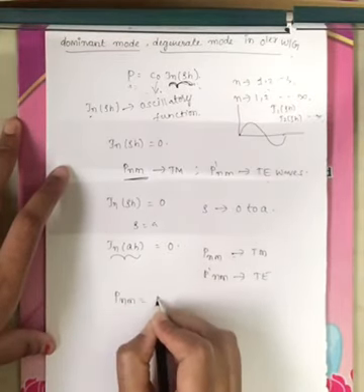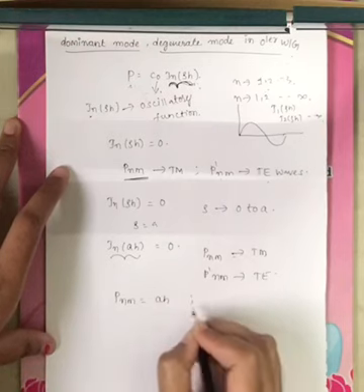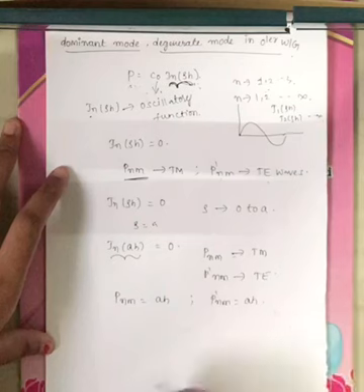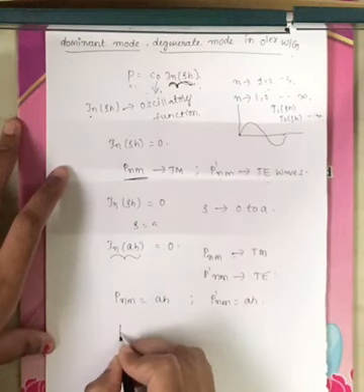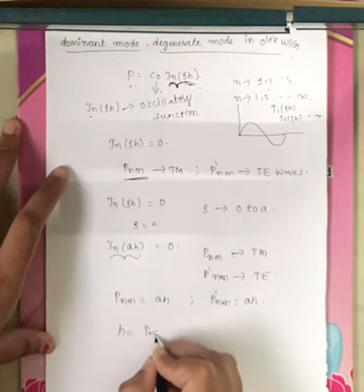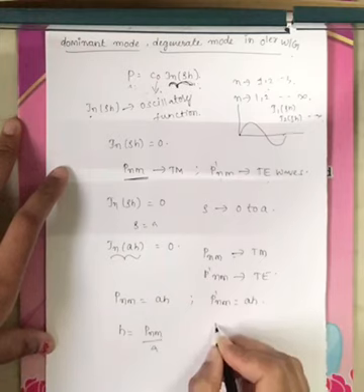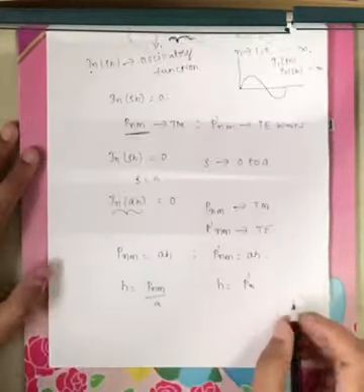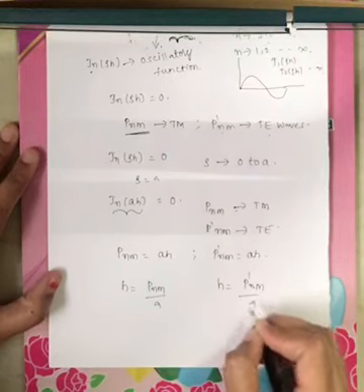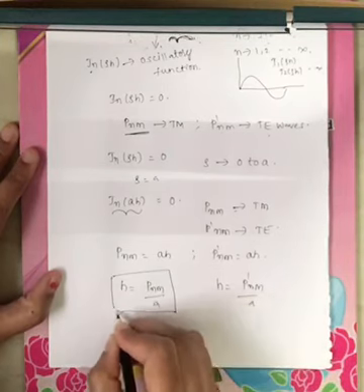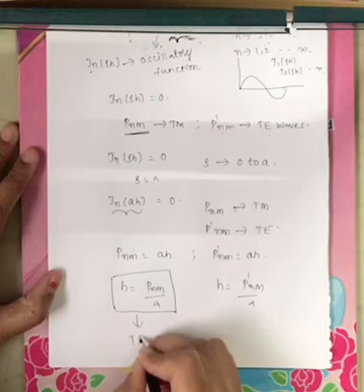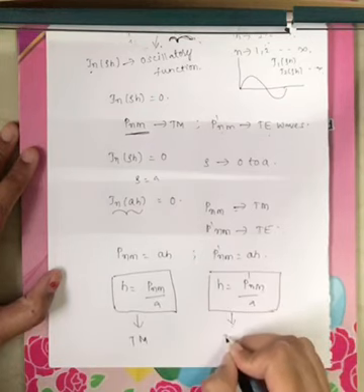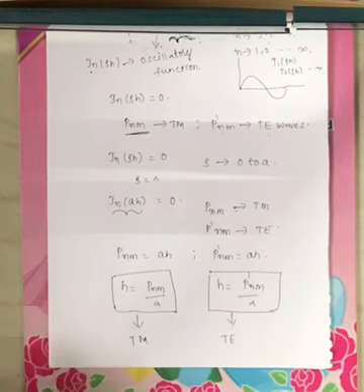Pnm equals ah for TM waves, and P dash Nm equals ah for TE waves. From this equation, h is nothing but Pnm by a, and from this equation, h is nothing but P dash Nm by a, right? This is the value of h under the TM mode of propagation, and this is the value of h under the TE mode of propagation, right?